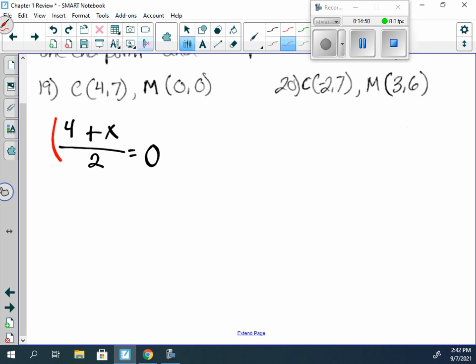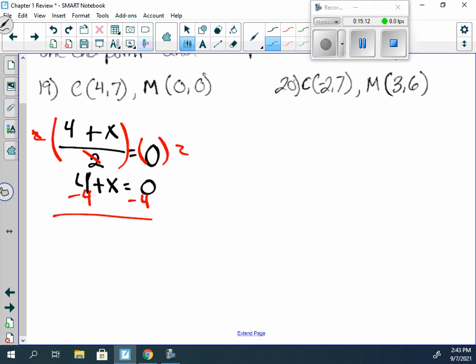Now our first step is to do what? Multiply both sides by 2 because those would cancel, telling us that we have 4 plus x is equal to 0. And then we would subtract 4 from both sides, because 4 minus 4 is 0, telling us x is equal to negative 4.